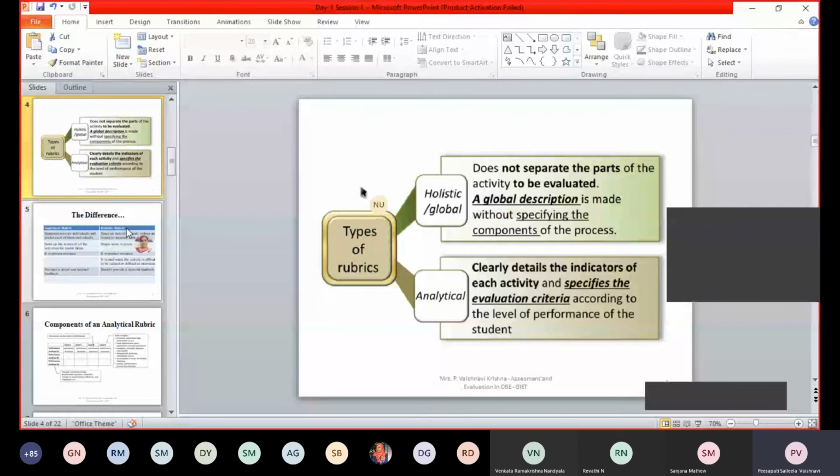Same, it is nearly same, which is called a rubric. Rubrics are of two types, holistic and analytical. If you go with what a holistic rubric is, as you can see on your screen, it does not separate the parts of the activity to be evaluated, and a global description is made without specifying the components of the process. So, if you observe clearly, we don't separate the activity.